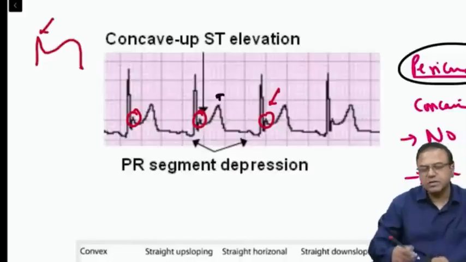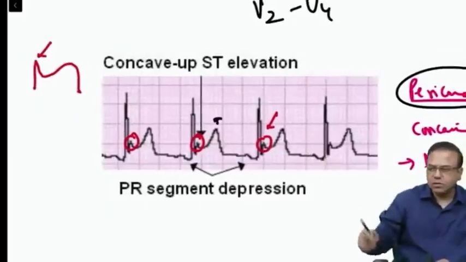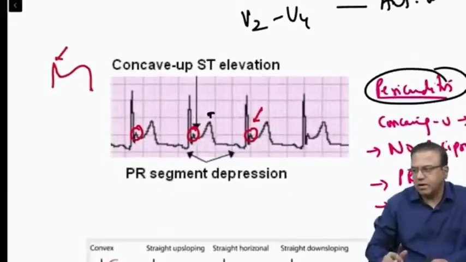This kind of saddle shape elevation, if you're getting, then this is going towards pericarditis, it's not MI. So all these are features that are suggestive of pericarditis.